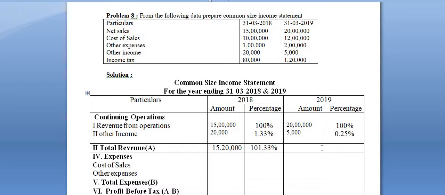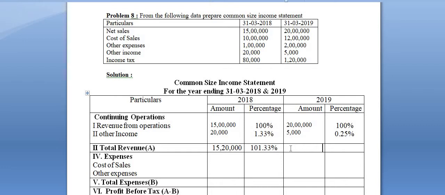One shortcut I will tell you: all the items of the income statement will be divided by a common denominator. This denominator is nothing but your net sales. So 20,000 divided by 15 lakh gives the percentage of other income. Now the total revenue is 15 lakh 20,000, so 15 lakh 20,000 divided by revenue from operations, 15 lakh, into 100 is equal to 101.33 percentage.